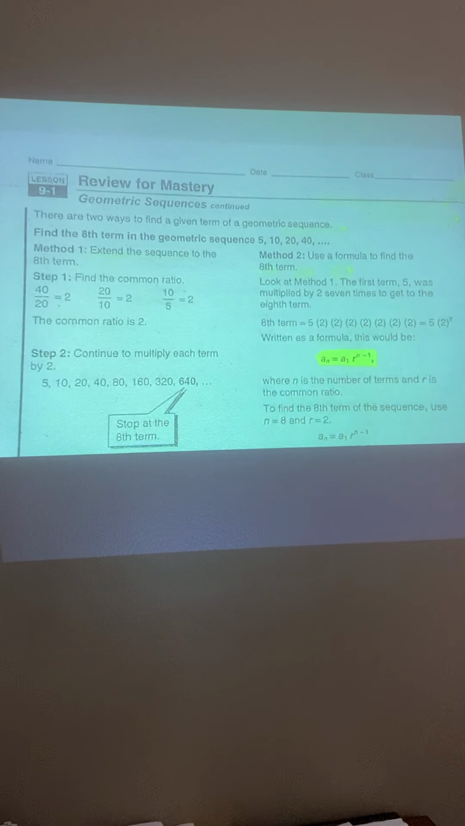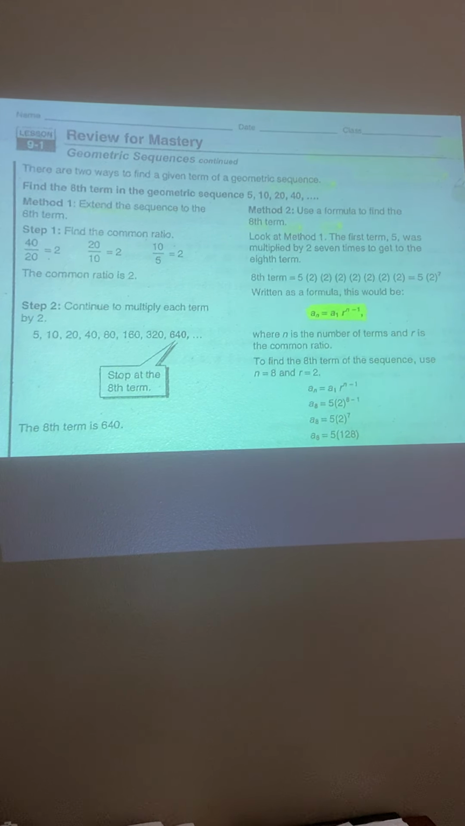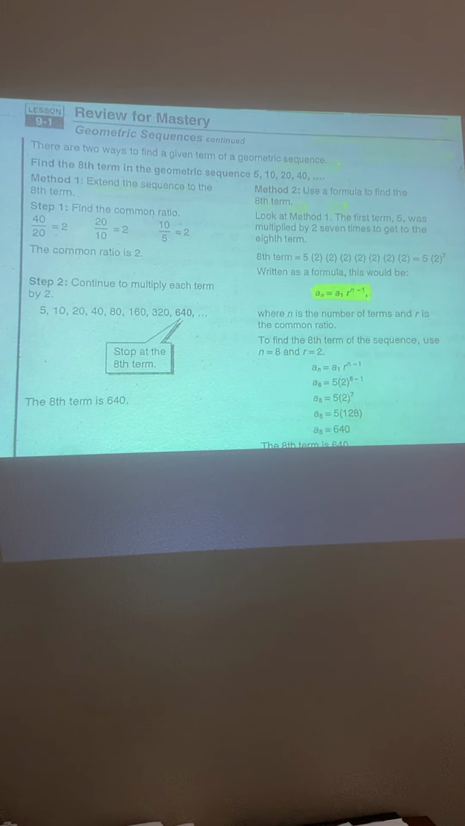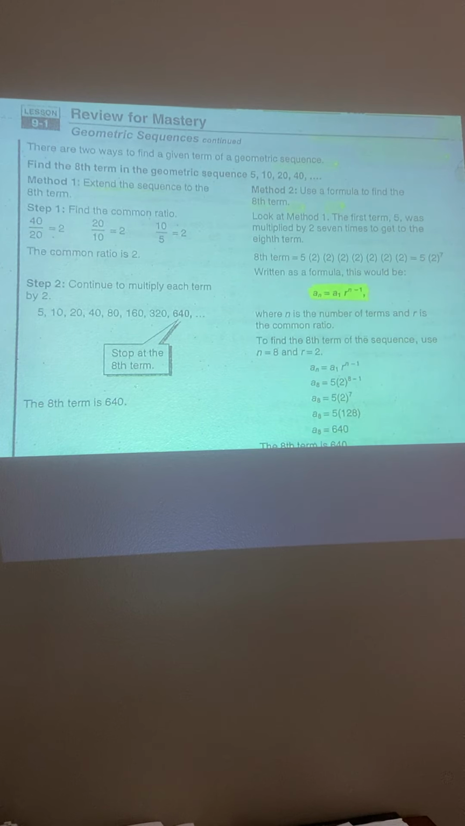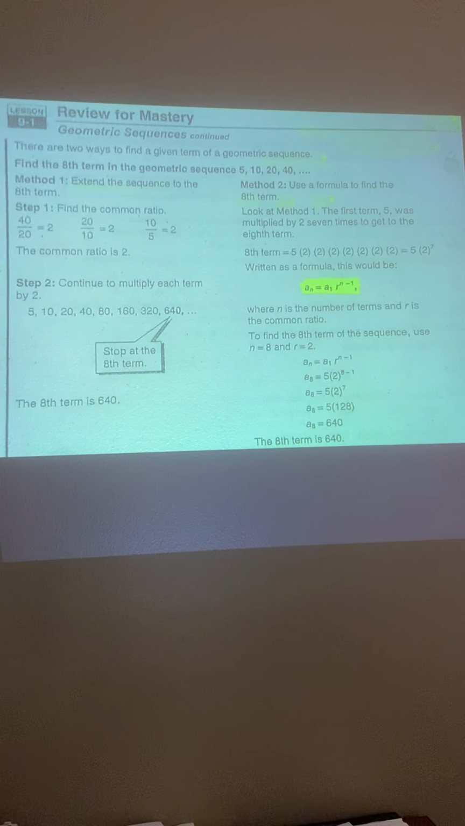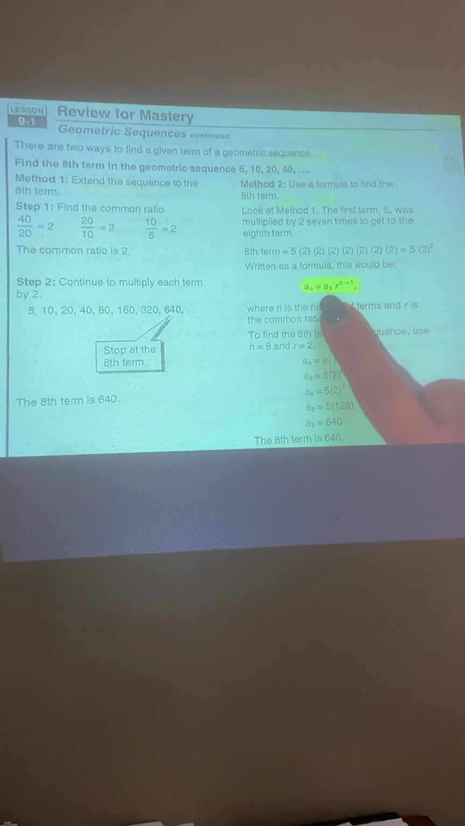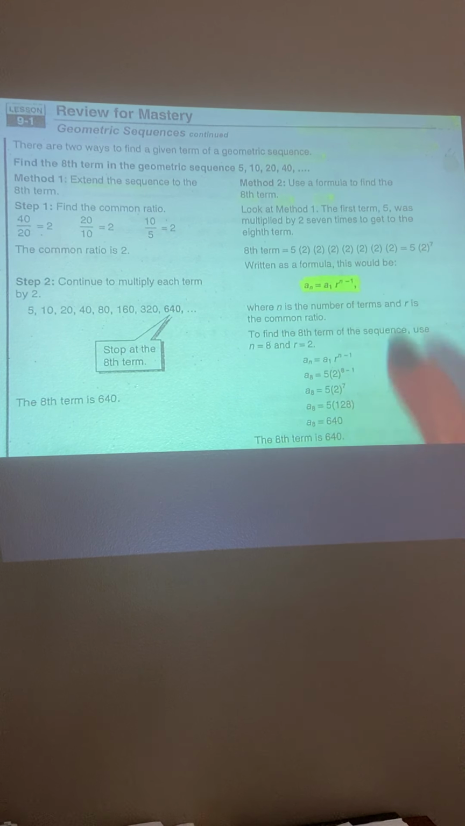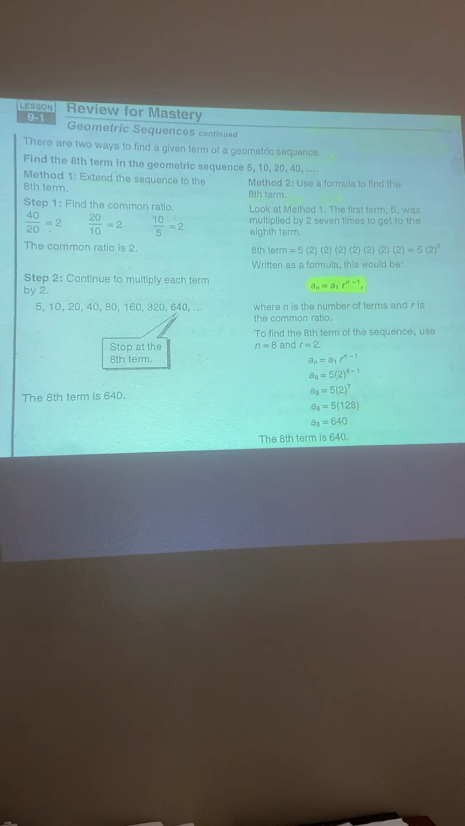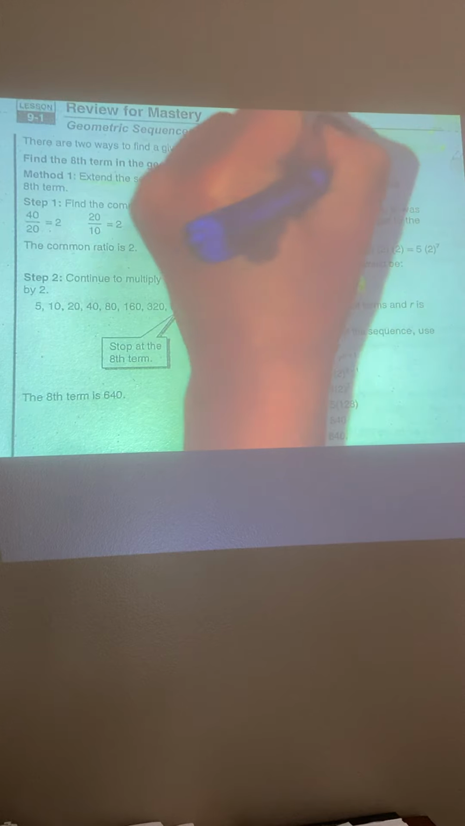Okay, on the back. Okay, so there's two ways to do this, but we're going to focus on this formula right here. A to the n, and this is another formula that you need to know. A to the n equals the first term times the common ratio to the n minus 1. So again, now we're going to find the 8th term in the geometric sequence. Well, what you want to do is you always want to find the first term here and the common ratio.